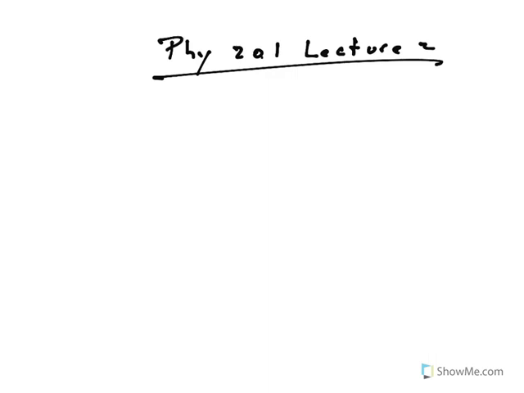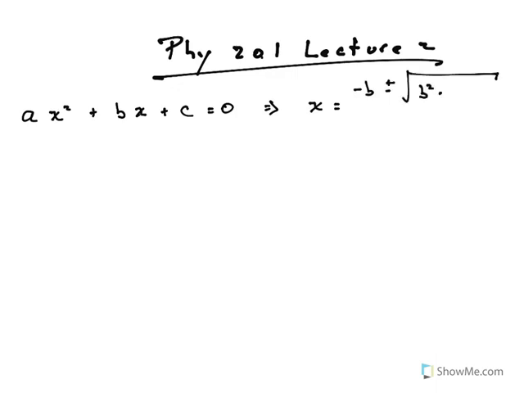That says if you have some equation of the form ax squared plus bx plus c is equal to 0, and you want to solve for the value of x, then the quadratic formula says x will be equal to minus b plus or minus the square root of b squared minus 4 times a times c, all divided by 2a. And this formula will give you two answers for the value.